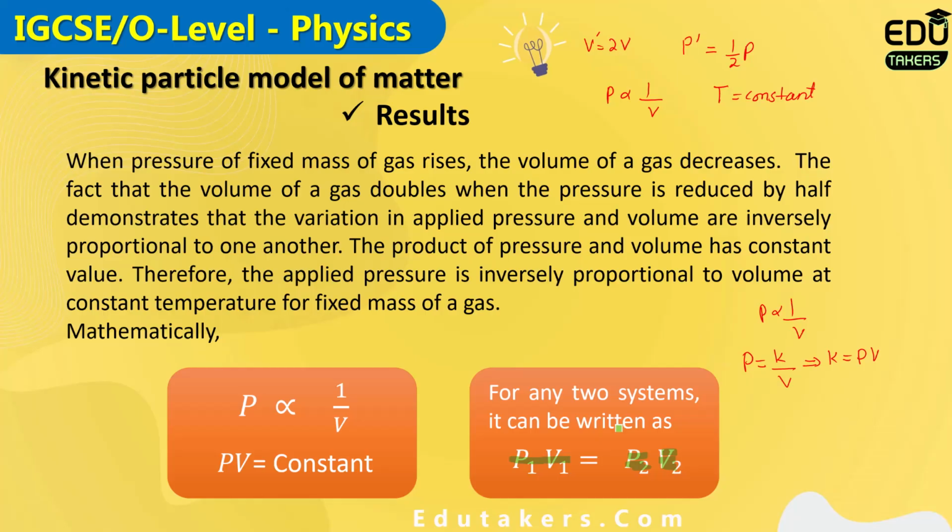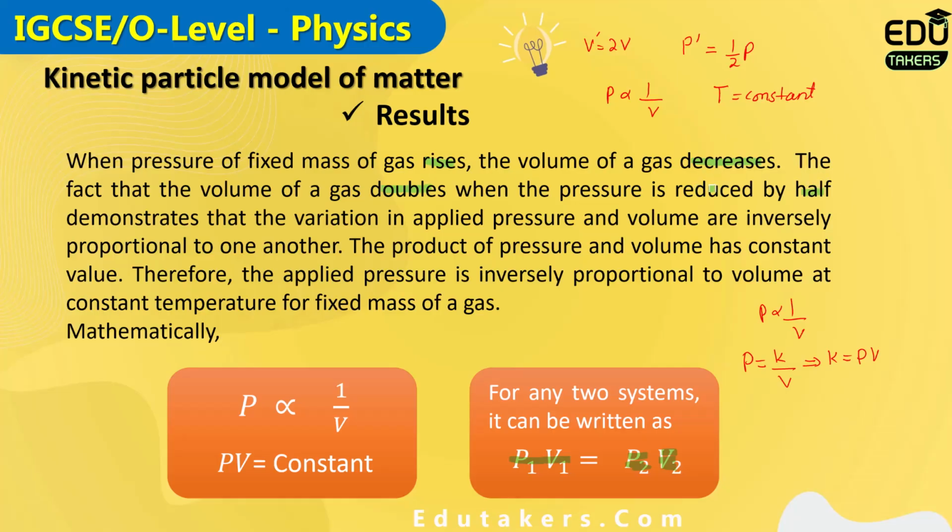It does not change. So I can simply say here, for the fixed mass of the gas at constant temperature, the pressure and volume, both of these are inversely proportional to each other. You can see here the results. When the pressure of the fixed mass of gas rises, the volume of the gas decreases. The fact is that the volume of the gas gets double when the pressure is reduced by half.